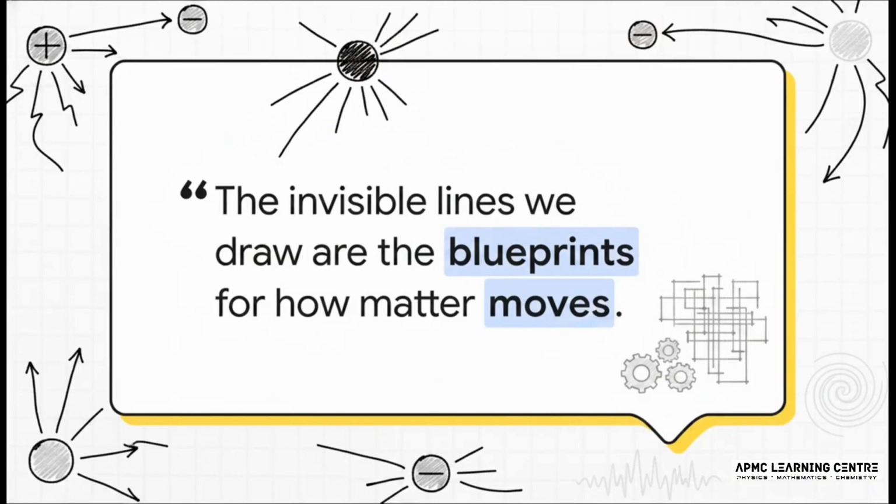So we started with a simple question, right? How do you map an invisible force? And the answer, it turns out, is that we draw a blueprint. We use a visual language of lines and arrows that can predict with incredible accuracy how charged objects are going to behave and move. You see, these aren't just some abstract doodles on a page. They are the actual blueprints for how matter moves at its most fundamental level.